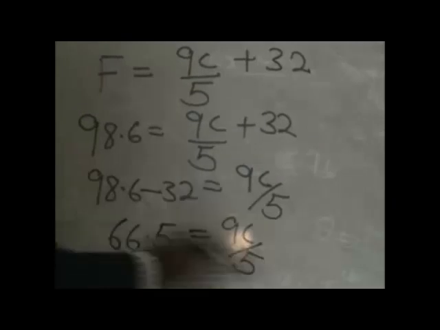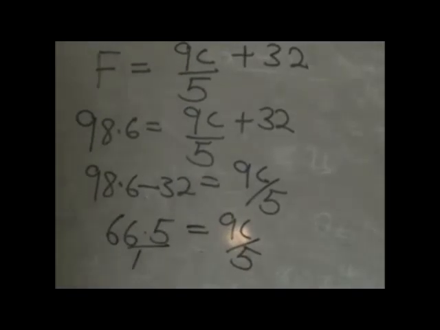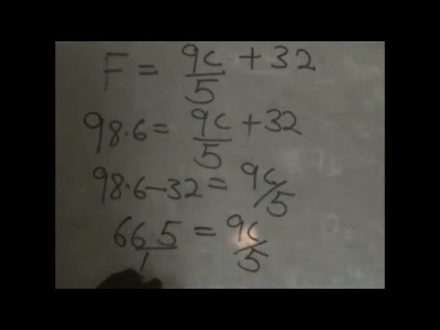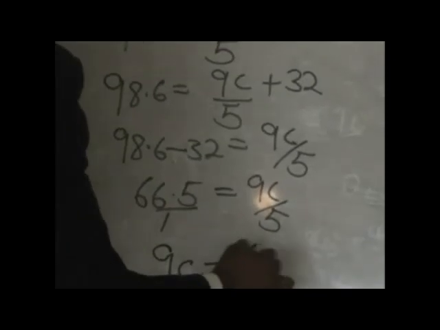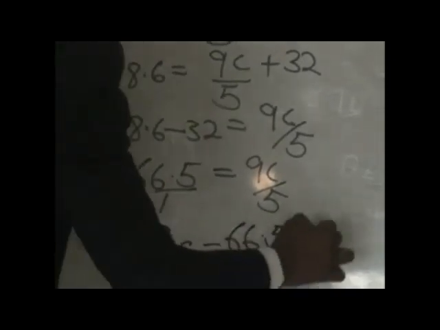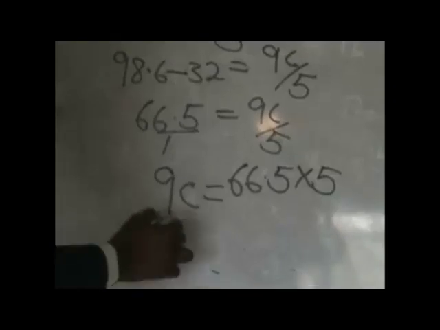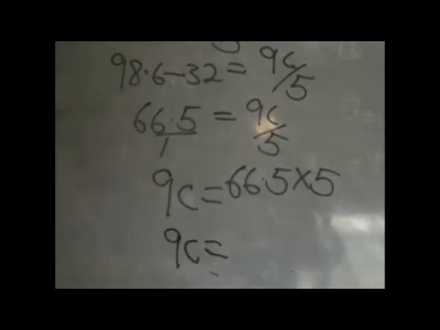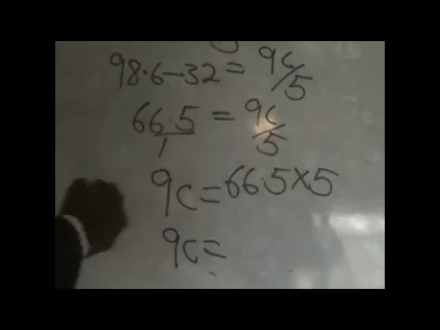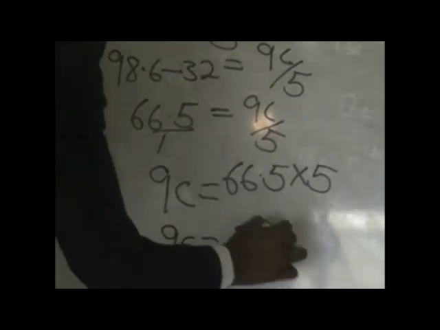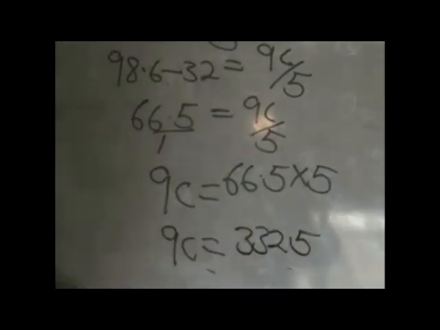So the next step is to cross multiply this expression. So 9C times 1 will give you 9C equal to 66.6 times 5. So this becomes 9C equal to, you now do it on the calculator, 66.6 times 5 will give you 333. Are you getting it now?